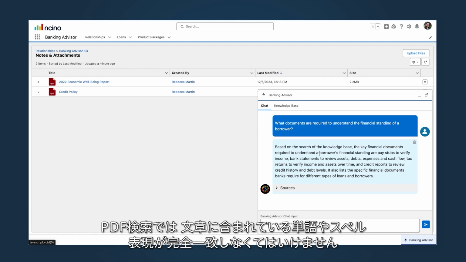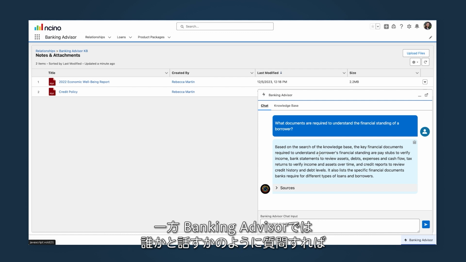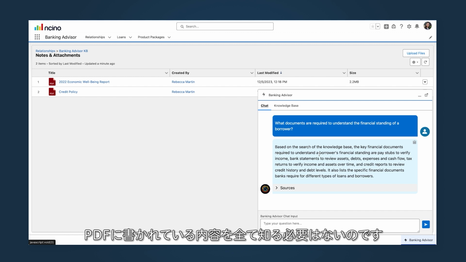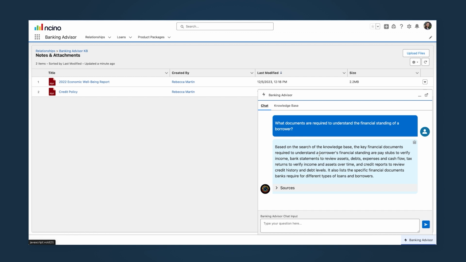And one more thing, why is this any better than searching a PDF? Searching PDFs, you have to know the exact wording, the exact spelling, the exact phrasing of how the PDF has written it. Banking Advisor can actually get something very related or something the way a human would talk, and it would figure out how to derive that and where to find that. So you don't have to know exactly what the PDF said to get your answer.